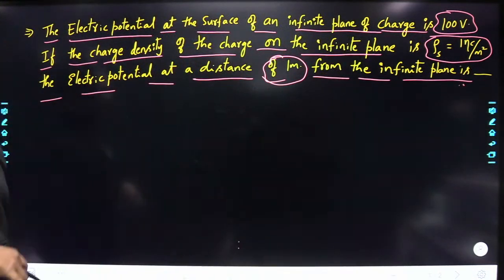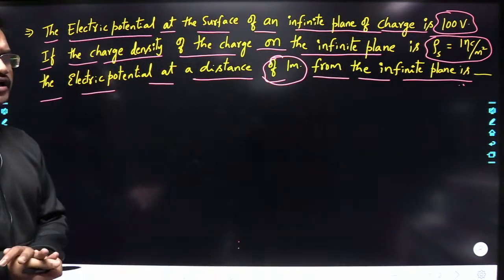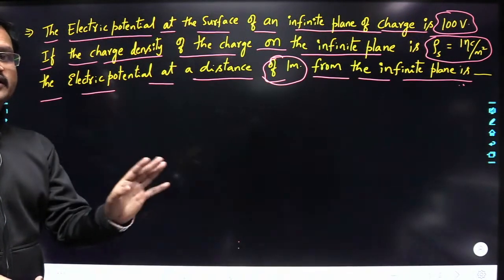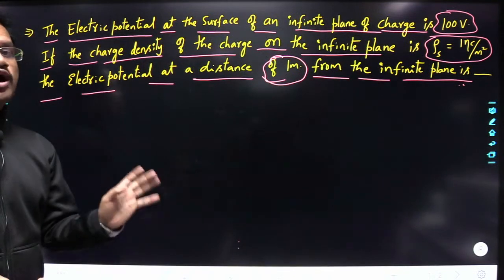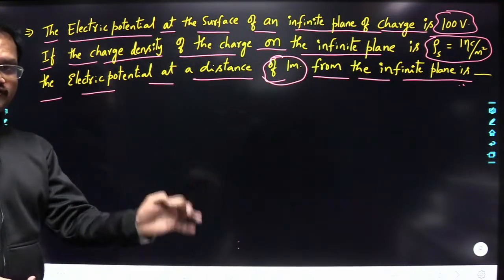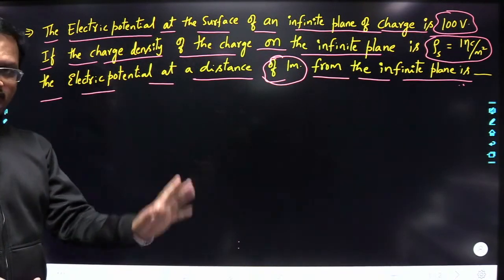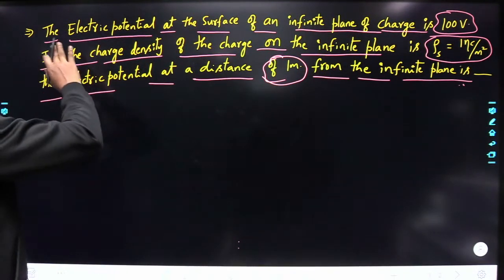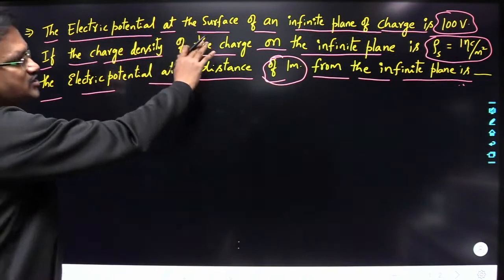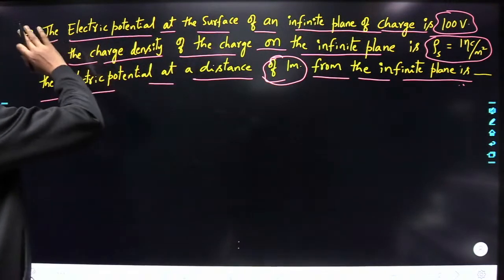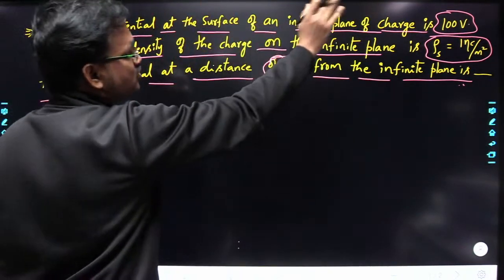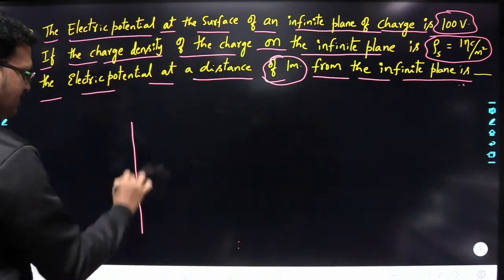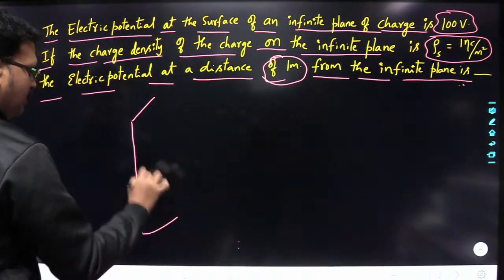Here we know already that due to an infinite sheet charge, the potential at infinity is not defined. So you have to consider some point as reference point other than infinity. Understood? Remember that point here. They are asking that the electric potential at the surface of an infinite plane charge is 100 volts. So you have an infinite plane charge here.